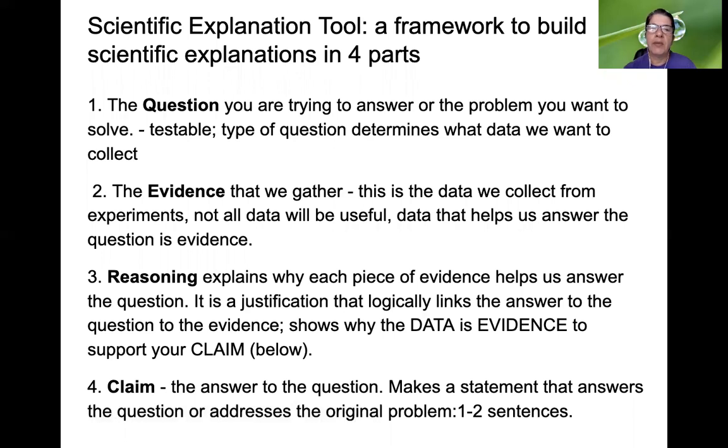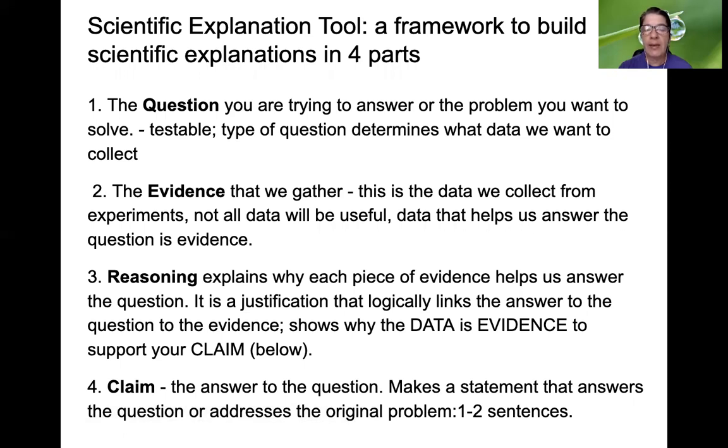The second part is evidence that we gather. This is the data we collect from experiments. Hopefully that data will help us answer the question, but not all data will be useful. The data that will help us answer the question is considered evidence. Reasoning explains why each piece of evidence helps us answer the question. It is a justification that logically will link the answer to the question to the evidence. It shows why the data is evidence to support your claim.